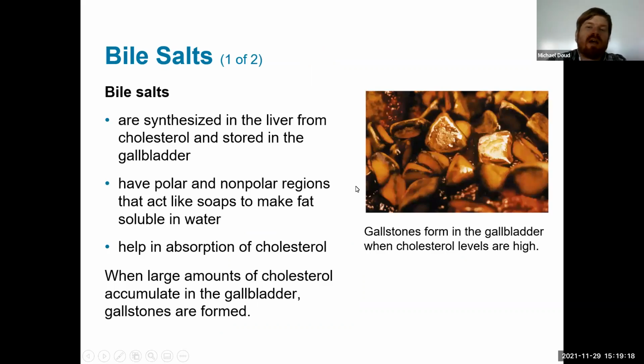Okay, now briefly, let's talk about some stuff that happens from cholesterol. If you have too much cholesterol in your body, you can have gallstones actually form in your gallbladder. It's basically a way of removing cholesterol, and these gallstones can be dangerous for your health. So these bile salts kind of store in the gallbladder. Again, when you have too much cholesterol in your gallbladder, that's when these gallstones are going to form.